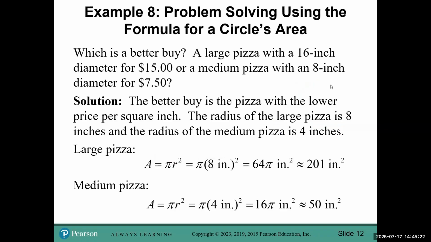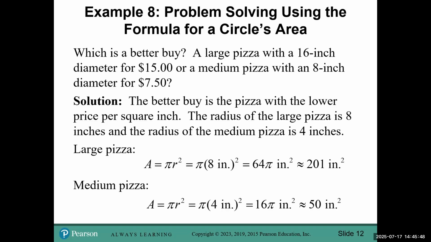So we might have a problem like this one: which is a better deal? A large pizza with a 16-inch diameter, that's a pretty good sized pizza, costs $15. And a medium pizza with an 8-inch diameter costs $7.50. So if you first look at it, you might notice that the diameter of the large pizza is twice as big, and the price is twice as big. So does that mean they're the same?